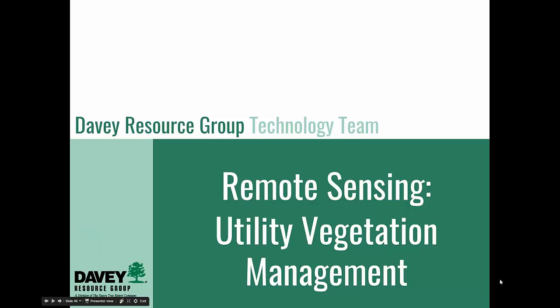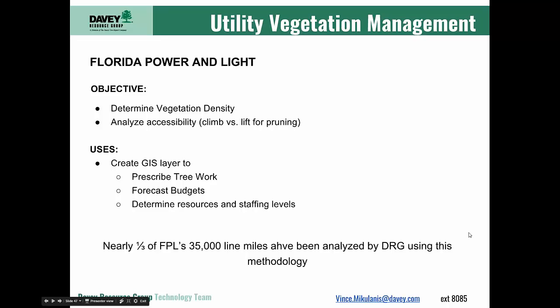We want to talk a little bit about some work that DRG has been doing with Florida Power and Light. The client was really lacking a full inventory of the vegetation around their utility lines, and so they wanted to assess the amount of vegetation that they had and what the accessibility of that vegetation is in terms of lift versus climb. What we delivered was a GIS layer that will allow them to prescribe tree work, forecast budgets, and determine resources and staffing levels. And all of this is based off of aerial imagery and not putting a full workforce on the ground.